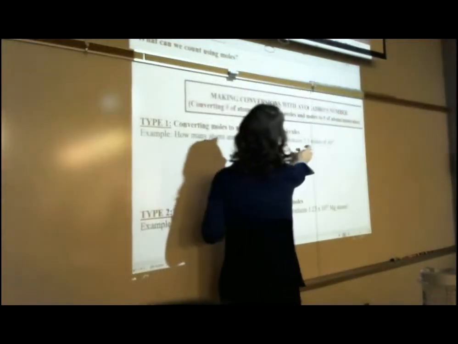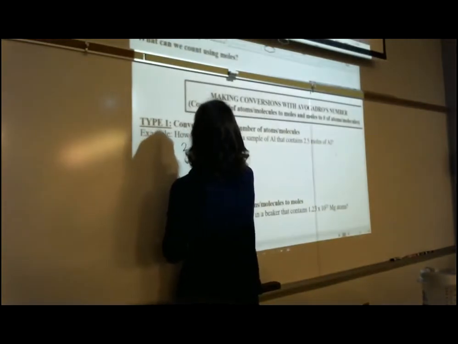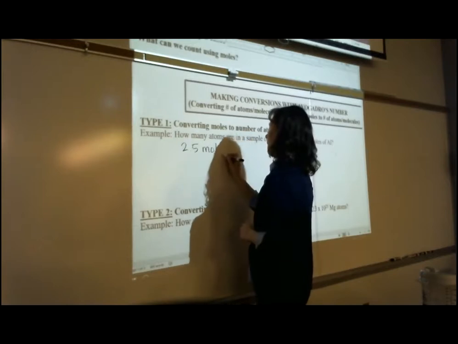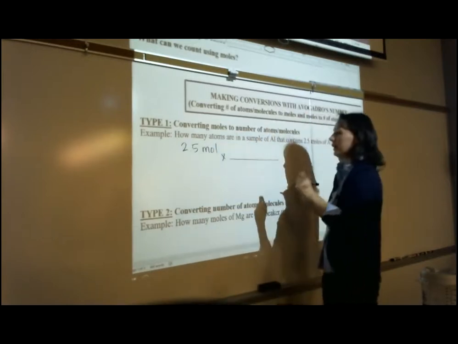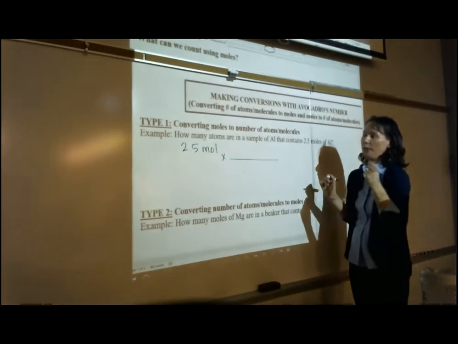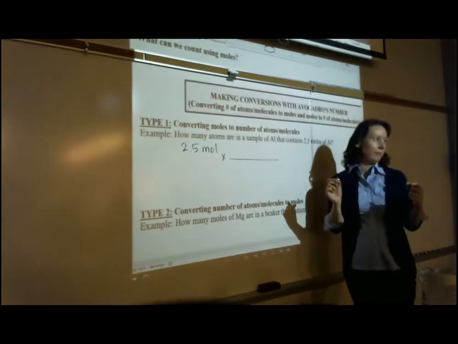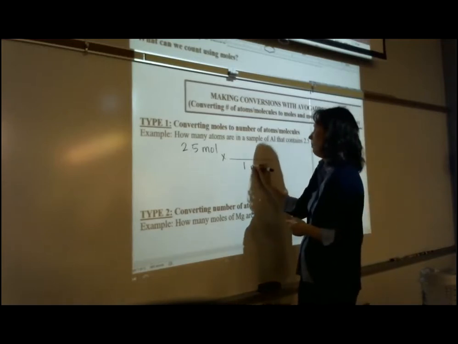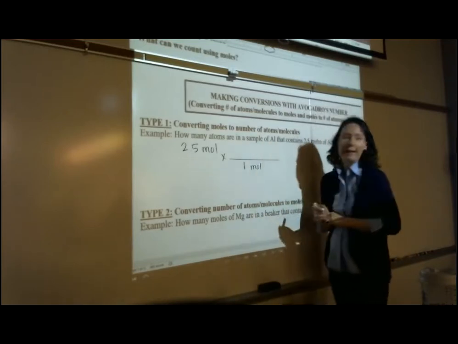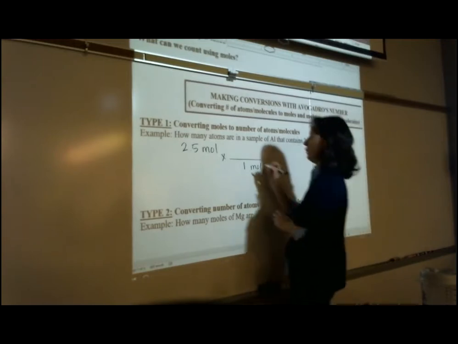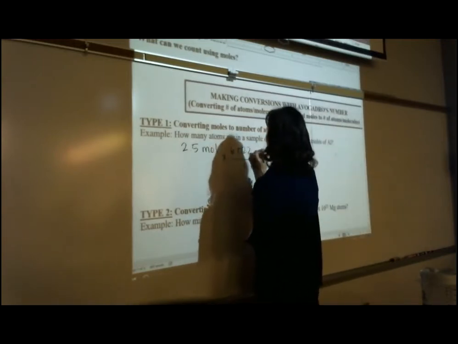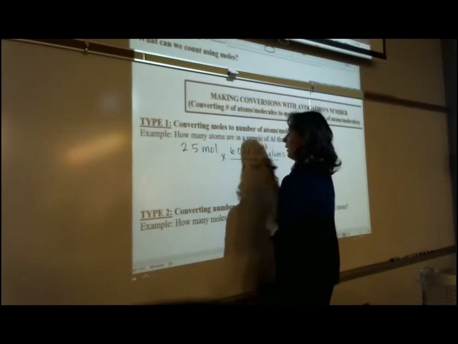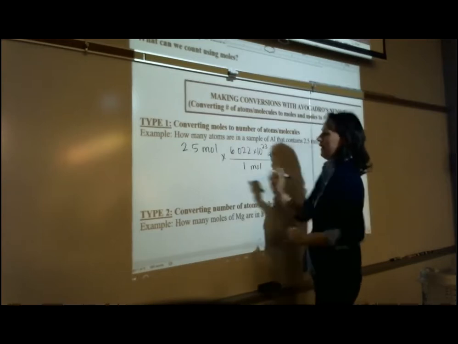So we've got 2.5 moles. MOL is just the shorthand. We're converting to atoms from moles, so moles goes on the bottom and atoms goes on top. So 1 mole contains how many atoms? 6.022 times 10 to the 23rd. Okay, so I multiply straight across and divide up.